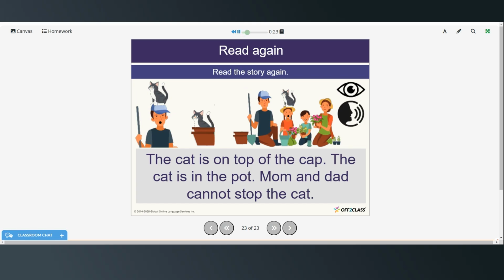The cat is on top of the cap. The cat is in the pot. Mom and Dad cannot stop the cat.